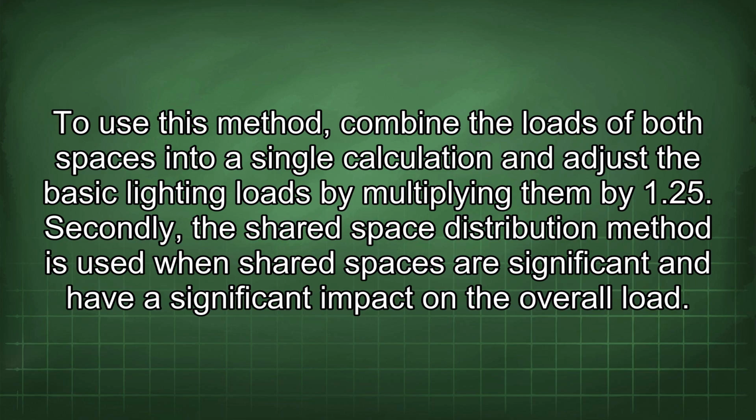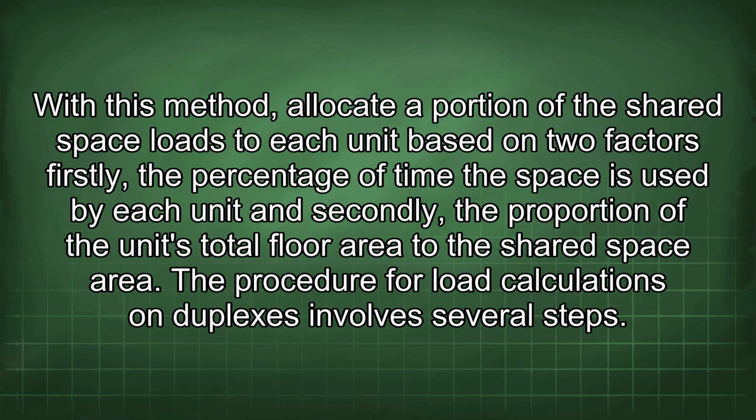Secondly, the shared space distribution method is used when shared spaces are significant and have a significant impact on the overall load. With this method, allocate a portion of the shared space loads to each unit based on two factors. Firstly, the percentage of time the space is used by each unit, and secondly, the proportion of the unit's total floor area to the shared space area.